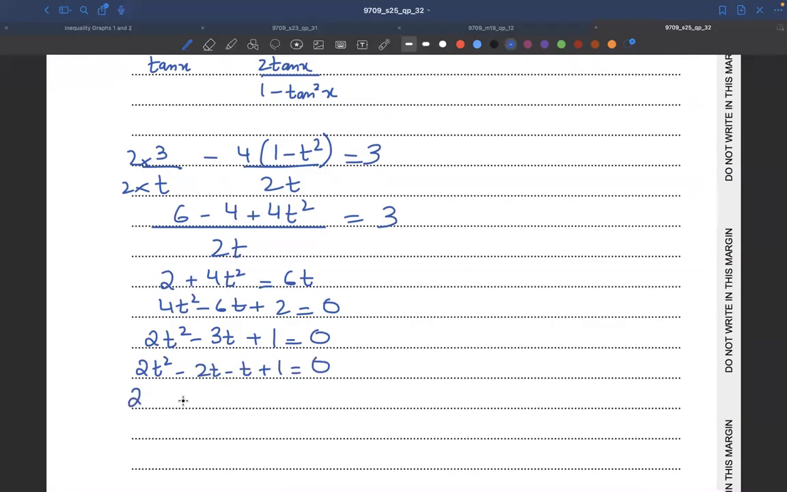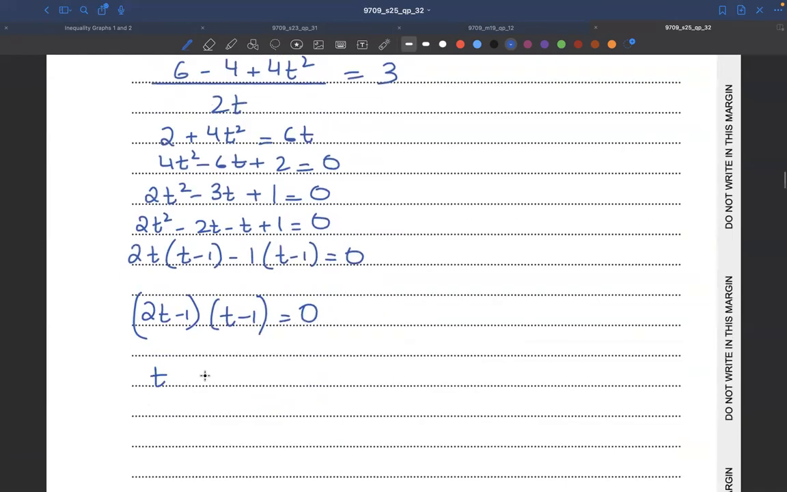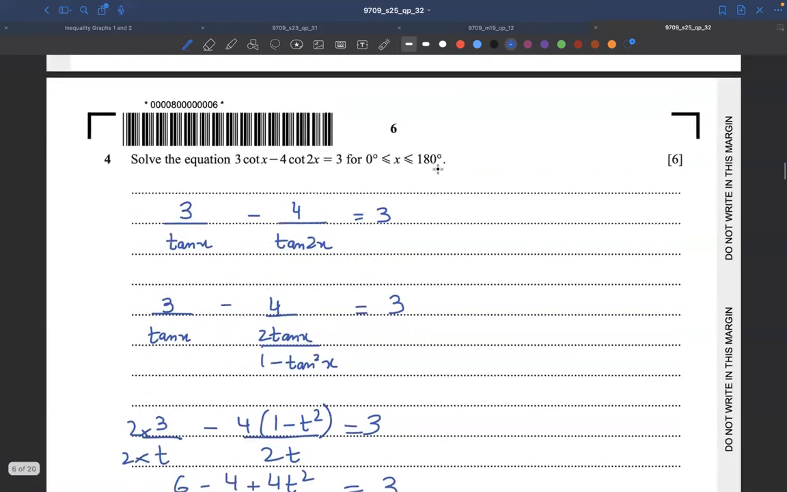We'll take 2 tan x common. So taking tan x minus 1 common, we'll get tan x minus 1 equals to 0. Once we have solved this, we'll get (2 tan x minus 1)(tan x minus 1) equals to 0. So tan x would be equal to 1 and tan x would be equal to 1 upon 2. Now, what we have to be careful about is this range over here, or the domain of x.